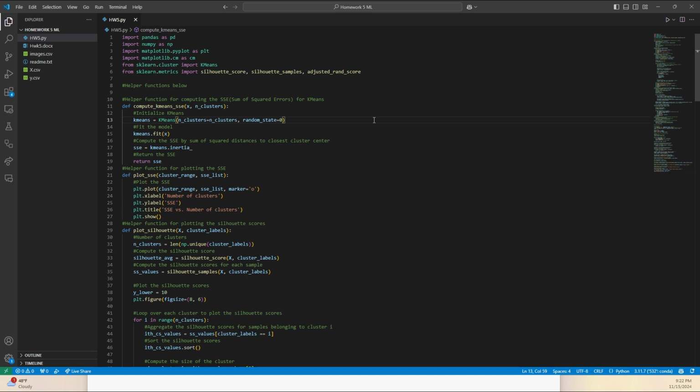So let's go over the code. I did helper functions at the top just to stay more organized. The first function is for computing the sum of squared errors, k-means. That is important because it helps us identify the best parameter or value for k.